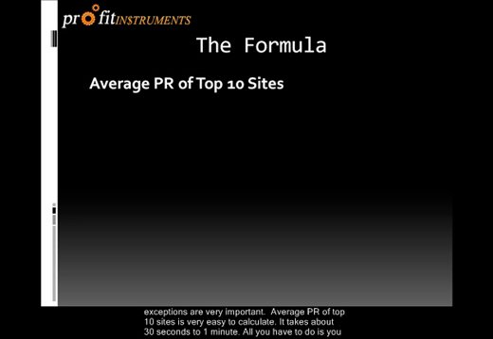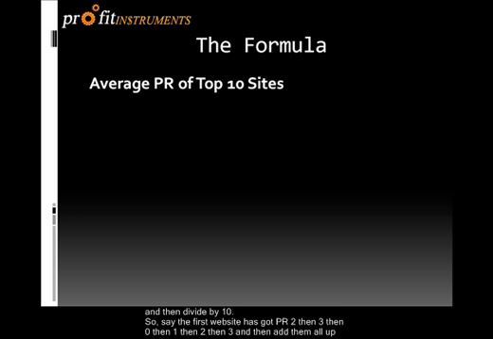Okay, these exceptions are very important. Now, average PR of top 10 sites is very easy to calculate. It takes about 30 seconds to 1 minute. All you have to do is install the Google toolbar, then put your product name keyword without any quotes into Google and search it. The top 10 sites that are returned, you have to open them one by one and check the page rank of these websites. Note them down, add up all the page ranks that are returned, and then divide by 10.